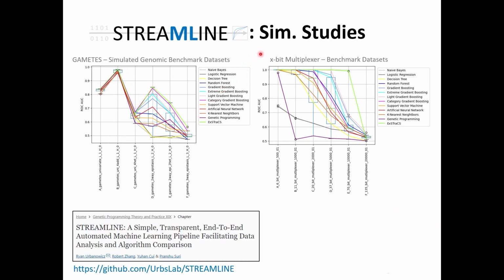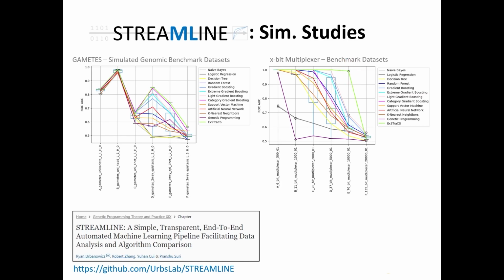Going back to our multiplexer examples, here we're running STREAMLINE on the 6-bit through 135-bit problems. To save time, we only gave STREAMLINE a limited number of samples for the 135-bit multiplexer problem, too few for it to accurately solve the problem. However, I will point out that algorithms like decision tree, naive Bayes, and logistic regression fail to solve any of these problems, and only our rule-based ExSTraCS algorithm is still performing well even when tasked with solving the 70-bit multiplexer.